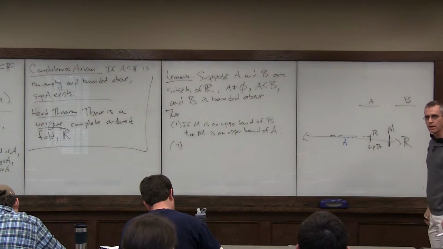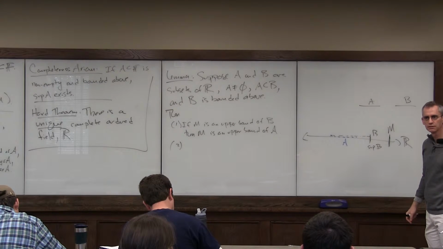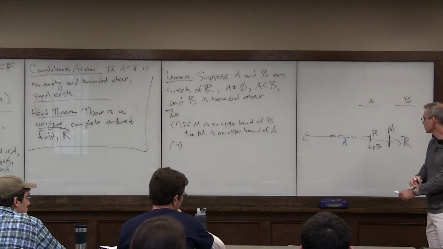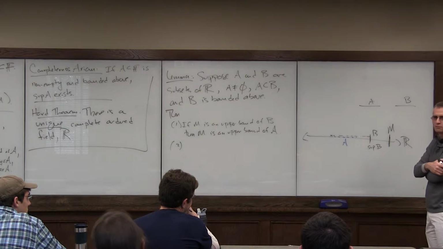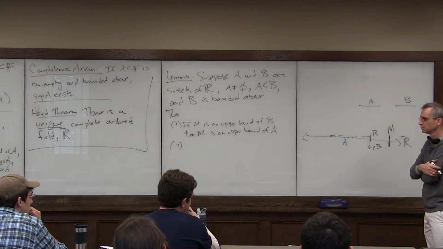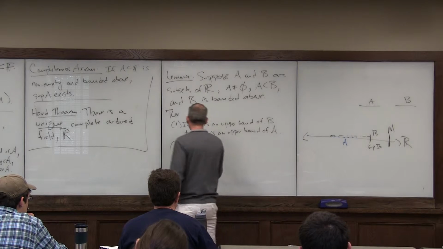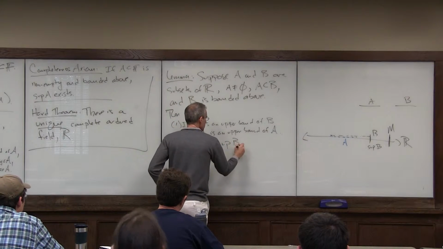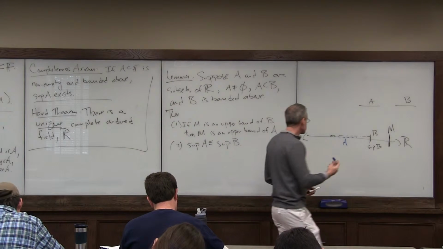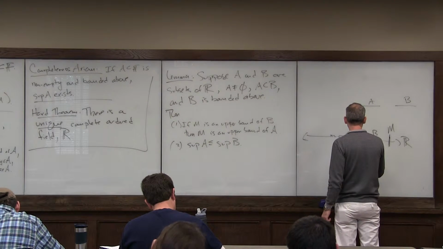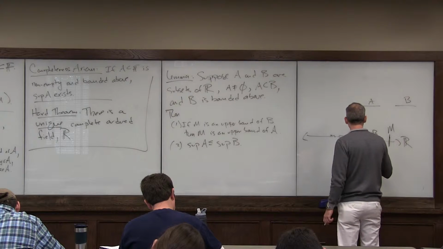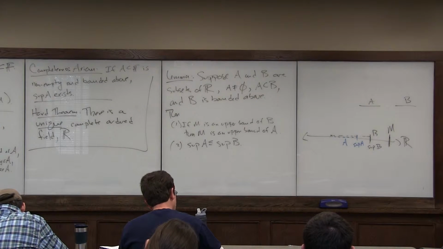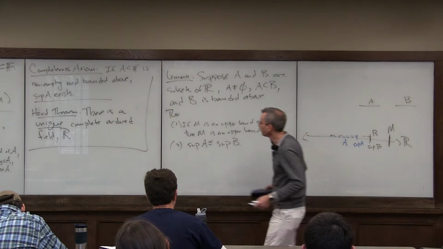Okay, so assuming we've done that, then we know that A is bounded above. So what exists? The supremum of A. And what should be the relationship between the sup of A and the sup of B? Okay, this is something that should be totally obvious from the picture, but you know what I think about the word obvious. Okay? Let's prove it.